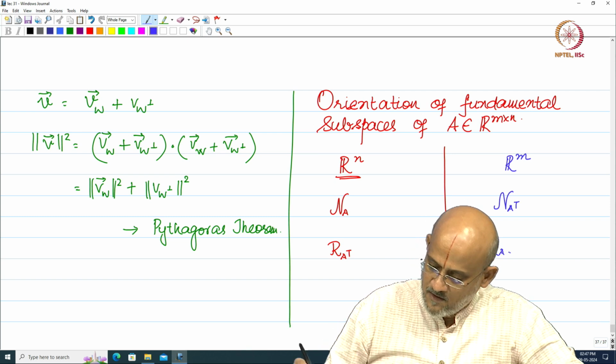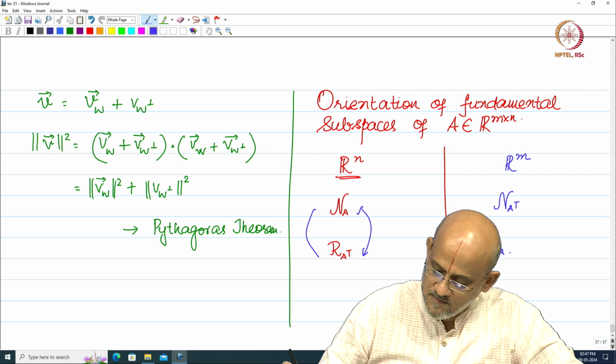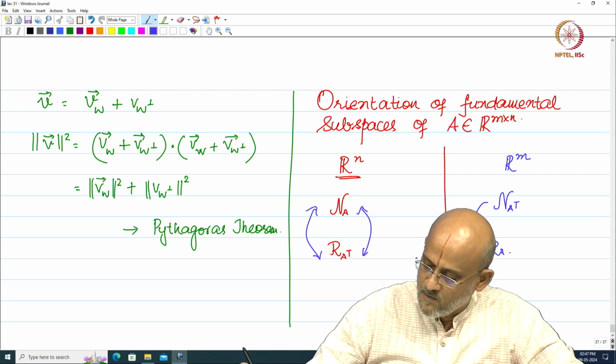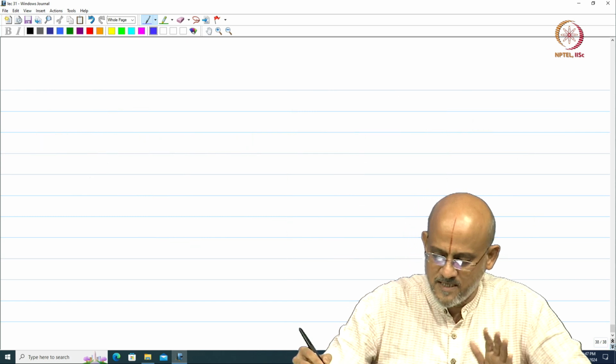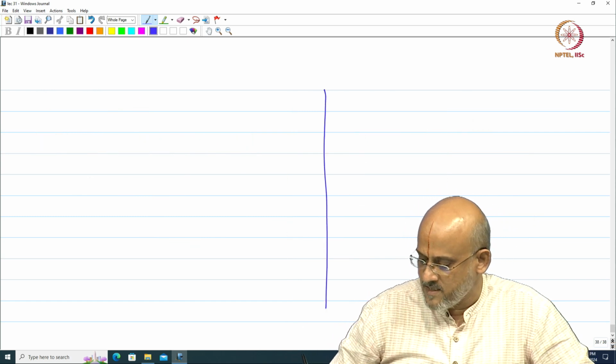So, the question is, what is the relation between these two, and what is the relation between these two? This is what we need to look at. So, that is quickly what we are going to do. I am going to establish it for one side, and you can easily prove the other side.